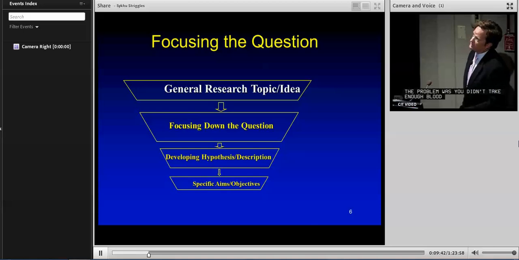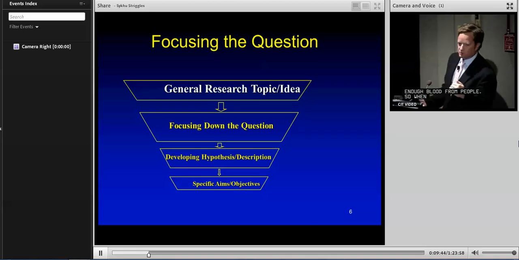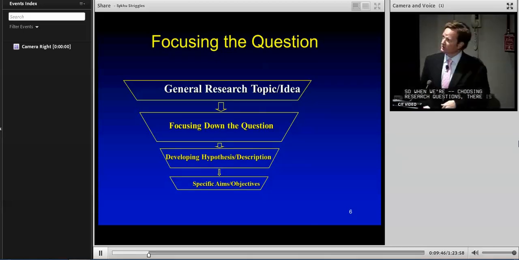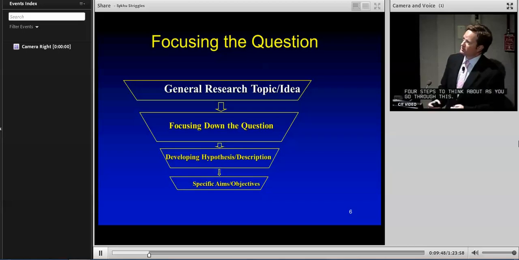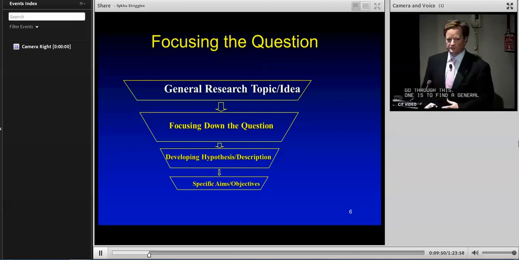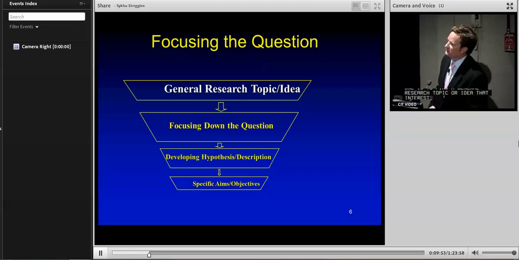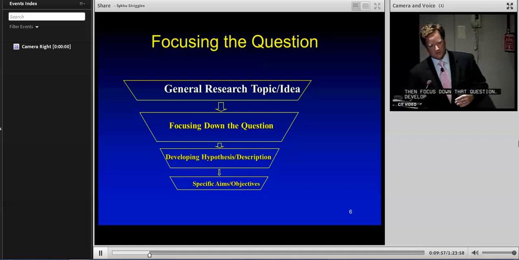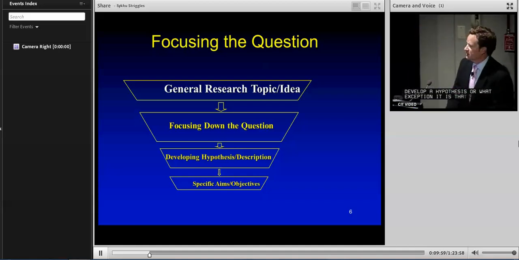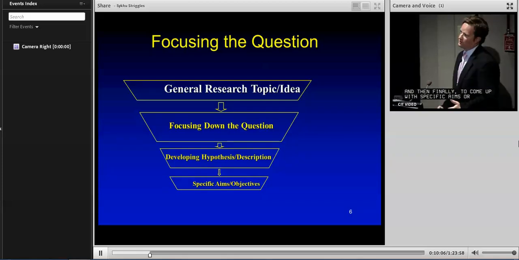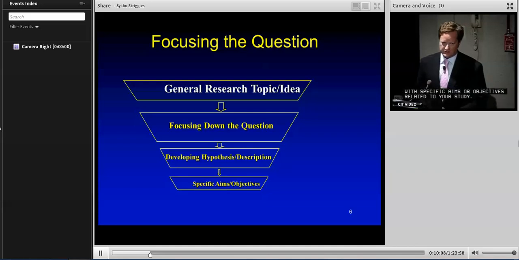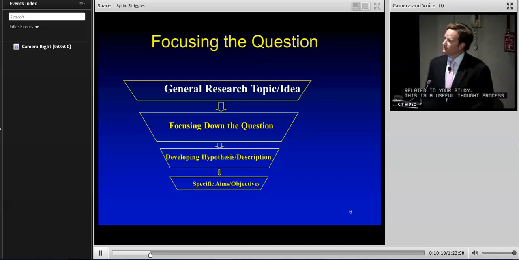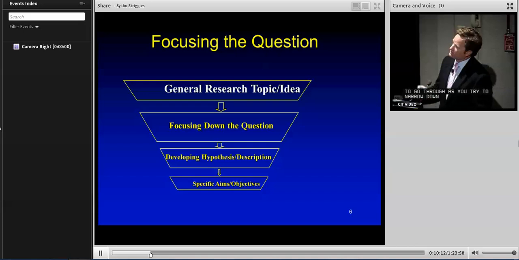So when we're choosing research questions, there's really 4 steps to think about as you're going through this. One is to find a general research topic or idea that interests you, then focus down that question, develop a hypothesis or what description it is that you're actually going to describe, and then finally to come up with specific aims or objectives related to your study. And this is a really useful thought process to go through as you try to narrow down getting to a specific question to answer. So let's go through these one at a time.